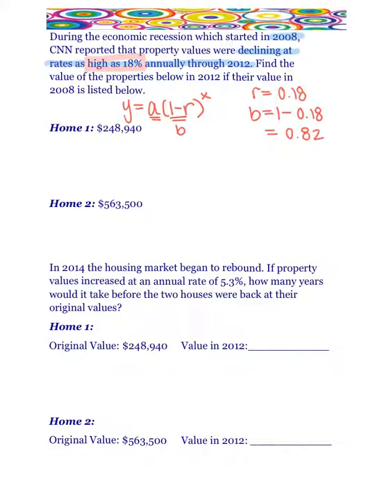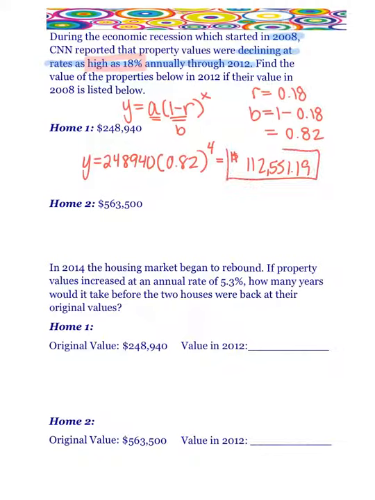You can put 1 minus 0.18, or you can just go ahead and replace it with a 0.82. It's up to you. So let's find the home value for home 1. I would have y equals $248,940 times 0.82 raised to, from 2008 to 2012, that's been 4 years. So when I put this in my calculator, I will see that in those 4 years, the property value has declined to $112,551.19. That's pretty drastic dip there.